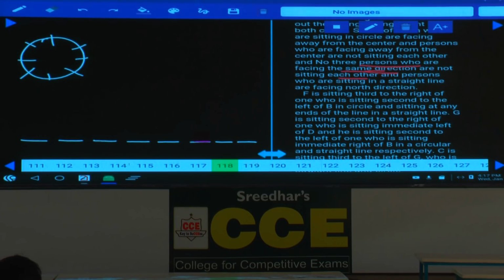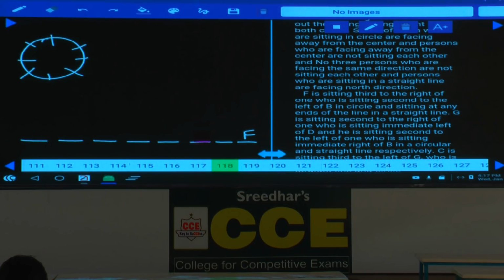Then F is seated third to the right of the one who is seated second to the left of B in circle, and sitting at any end of the line in a straight line. Now F is at one of the ends of a straight line. As F is at one of the ends of the straight line, we can fix F at the left hand side or at the right hand side. There are 2 possibilities to this one.